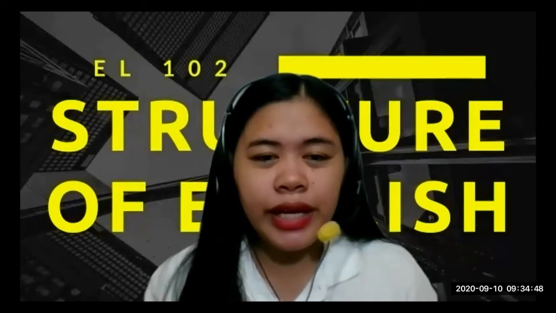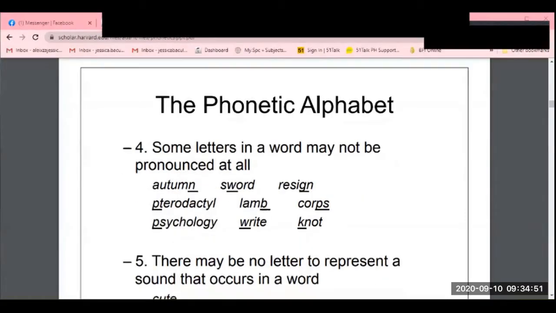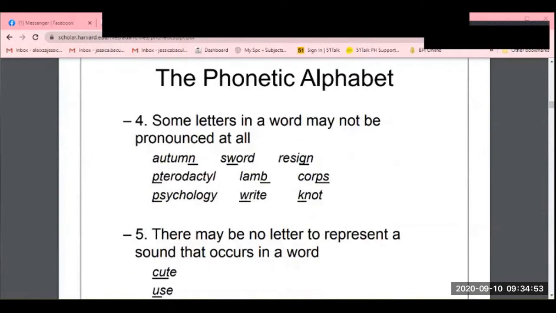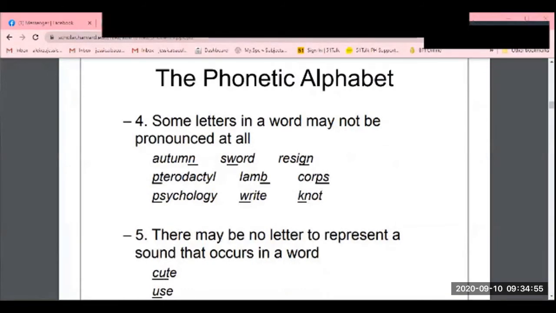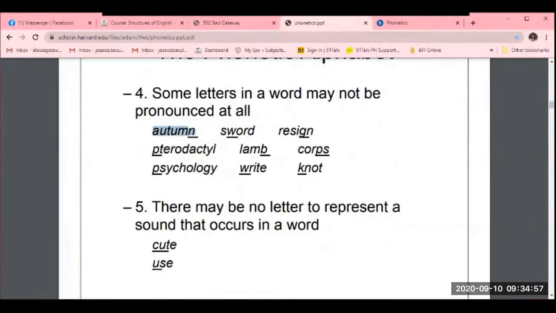So we have here on the next slide, some letters may not be pronounced at all. For example, in the word autumn, we do not pronounce the letter N. Sword, we don't actually pronounce the letter W. Resign, silent G. Pterodactyl, silent P. Lamb, that's lamb man.